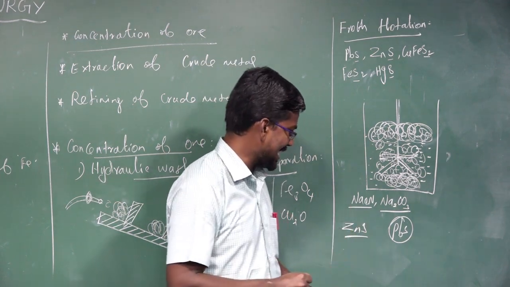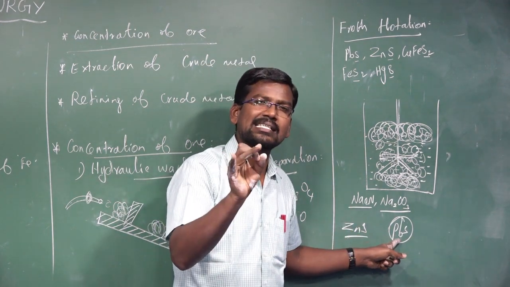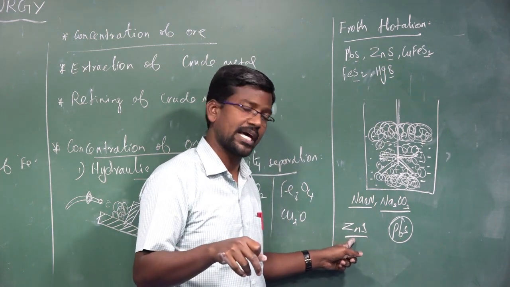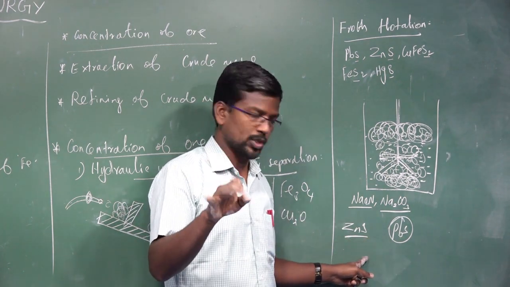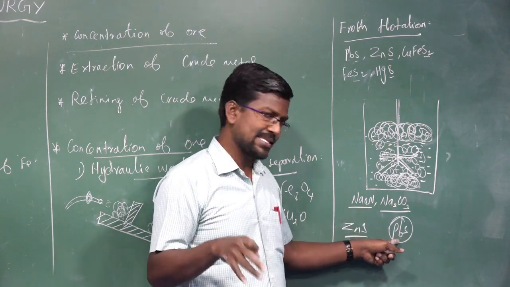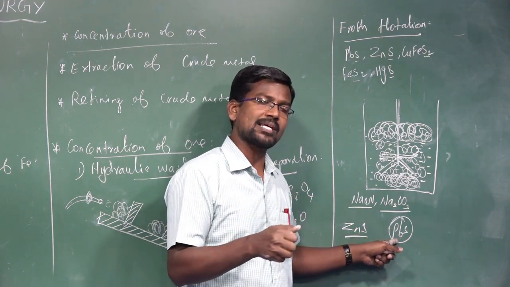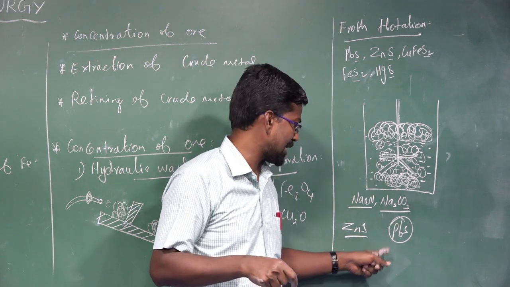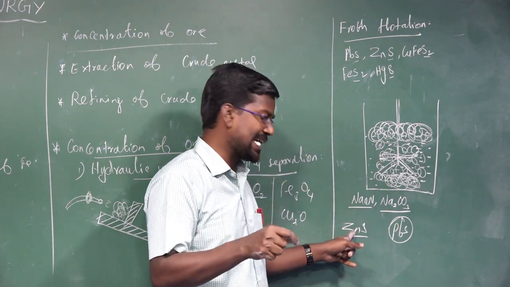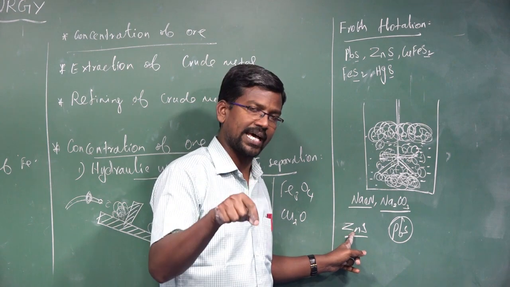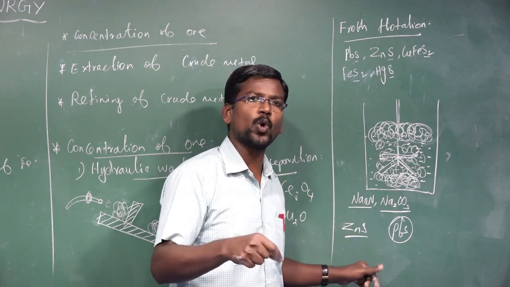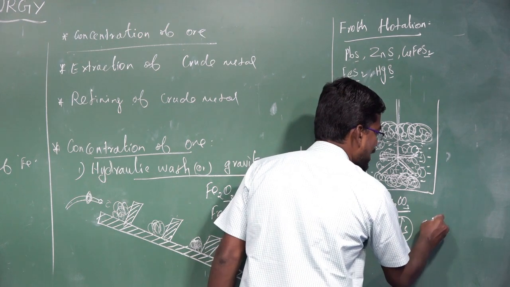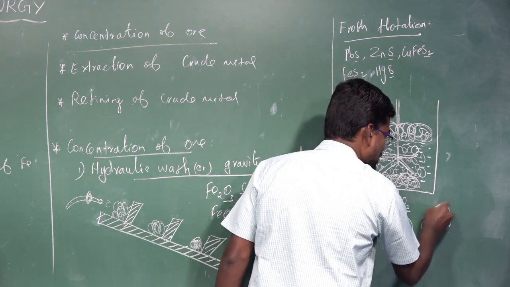Now we are going to extract lead sulfide as a concentrated ore, but which impurity does it contain? Zinc sulfide is there. Both compounds are ores: one is a zinc ore, the other a lead ore. But in this process we extract the lead sulfide ore, the lead metal, which contains an excessive amount of zinc sulfide. The zinc sulfide can be removed by adding sodium cyanide, NaCN.